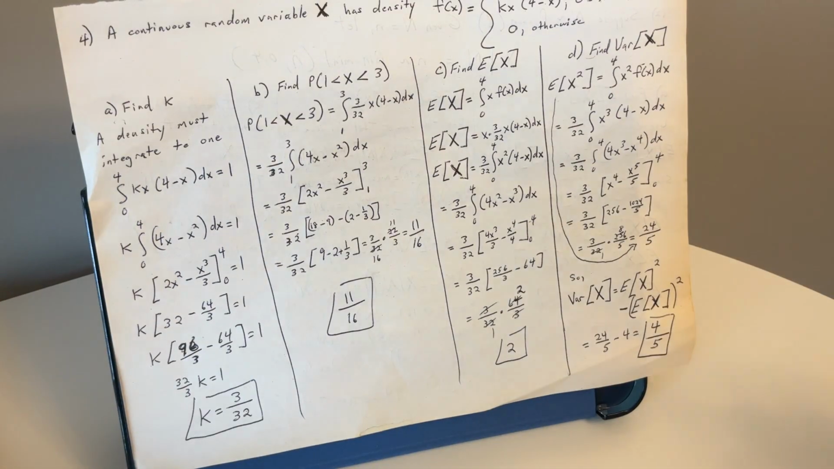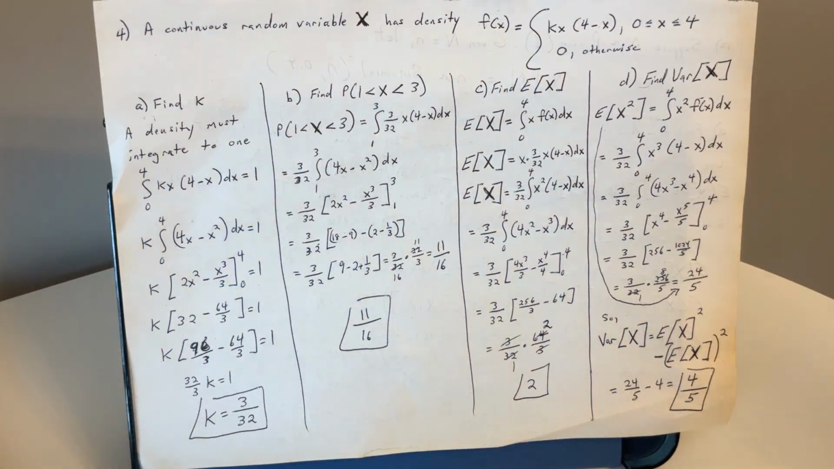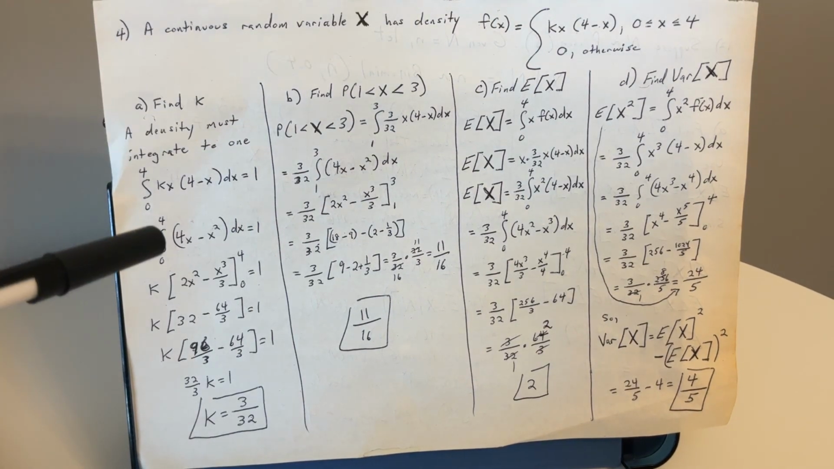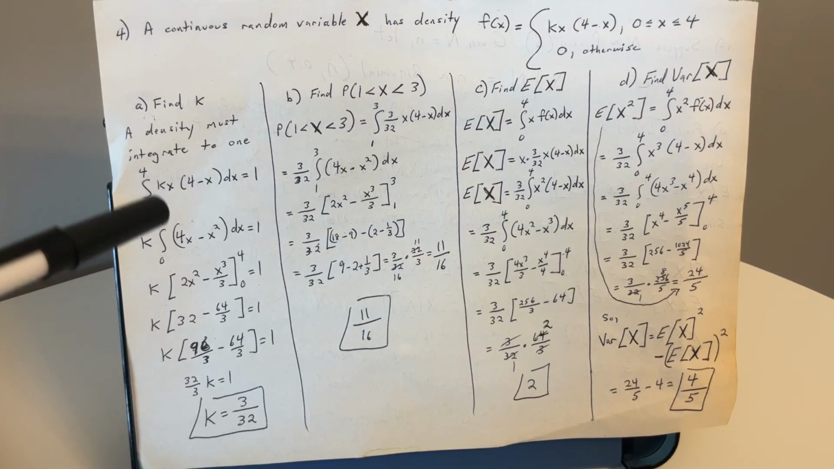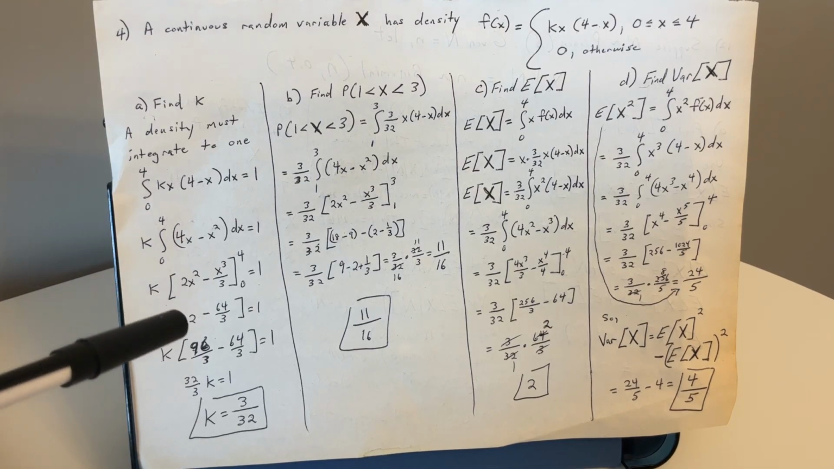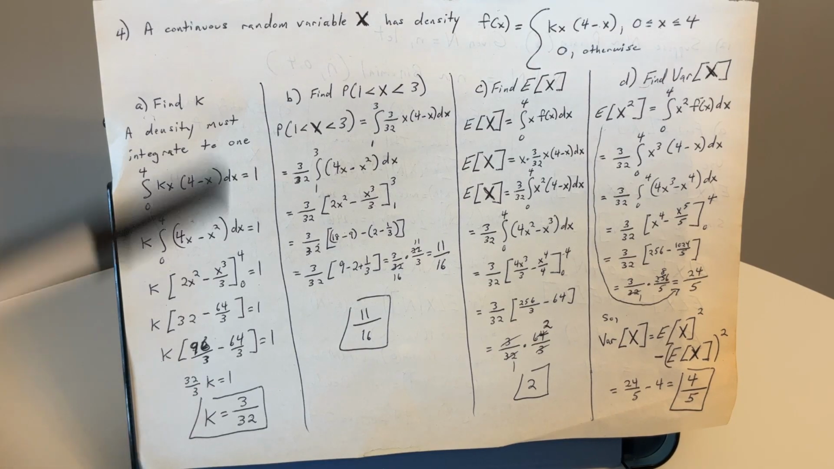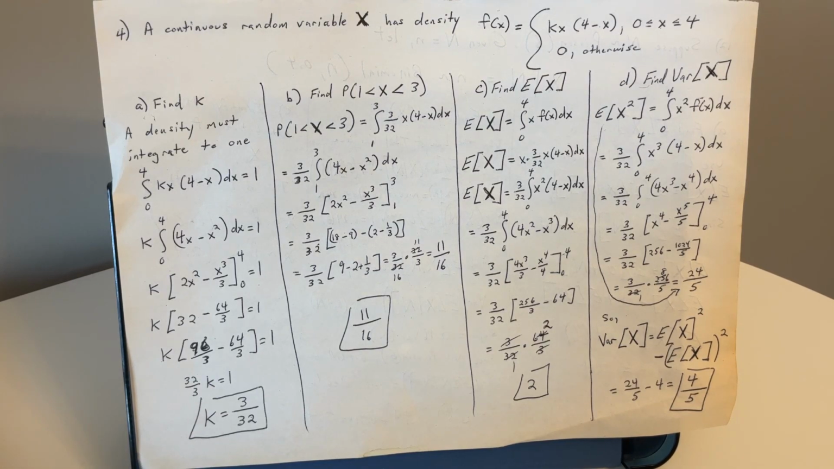For number 4, a continuous random variable has the given density. For part A, we want to find k. A density must integrate to 1, so we set up the integral. Again, I'm just going to go through this quickly. Using our calculus, we get 32 over 3 k equals 1, and k equals 3 over 32. We can use that information to help us with parts B, C, and D.